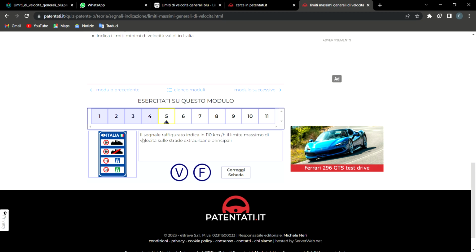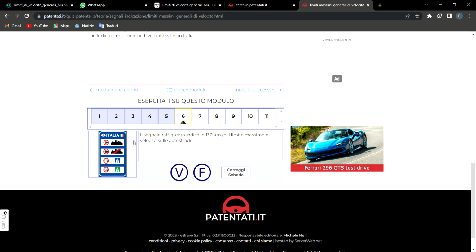Number five, it says il segnale raffigurato indica in 110 km il limite massimo di velocità sulla strada extraurbana principale. So in extraurbano principale, the maximum speed that you are allowed to drive is 110. Take note of that. And this very question says in extraurbano principale, the maximum speed that you are allowed to drive is 110, which makes it vero.